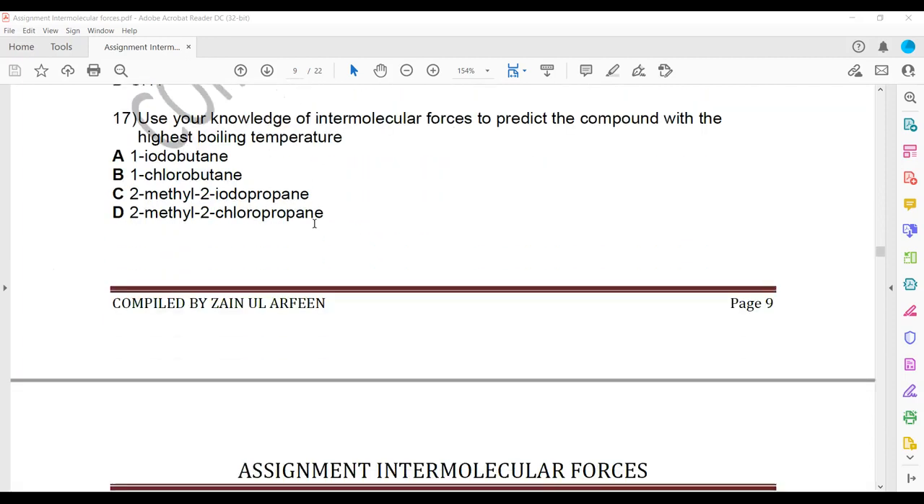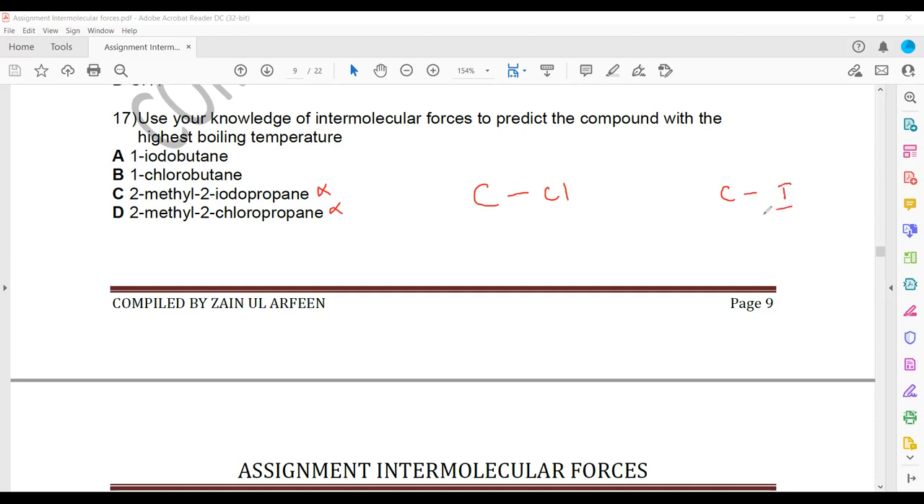Then, use your knowledge of intermolecular forces to predict the compound with the highest boiling point. So how can we work out the compound with the highest boiling point? We have to check. So iodobutane, chlorobutane, this is a branch. So a branch one cannot, if they have the same number of branches. So it is either iodobutane or chlorobutane. But what happens in chlorobutane? Few electrons are there, so it will have weaker London force.